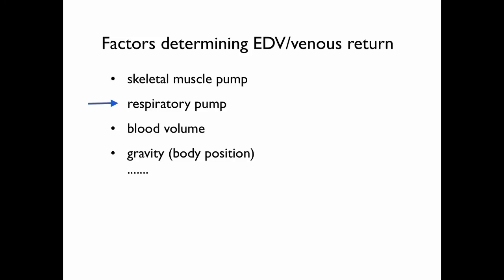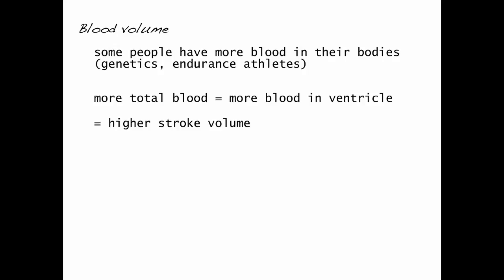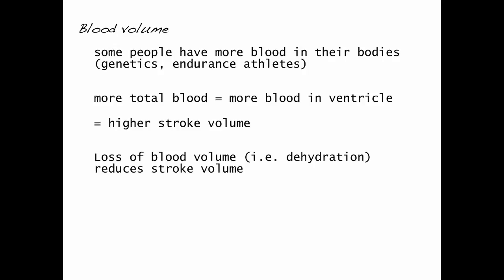Moving on to our third factor that is going to affect venous return, and that is blood volume. There is variety between people in how much blood is in their body. As an example, males often have more blood volume than females due to their larger size. Furthermore, some people have more blood in their bodies due to genetic variations, or for example, endurance athletes have a much higher blood volume. And you can think about that if we have more blood, there's going to be more blood in the ventricle, hence affecting end diastolic volume, resulting in a higher stroke volume. In contrast, losses of blood volume, such as dehydration, will reduce stroke volume.